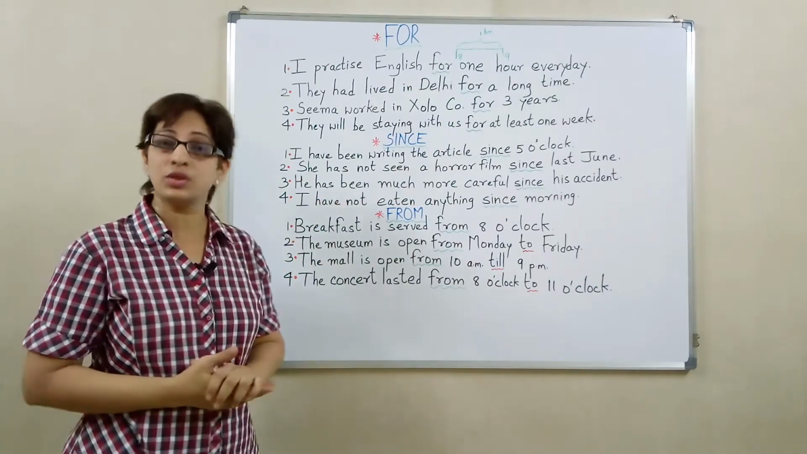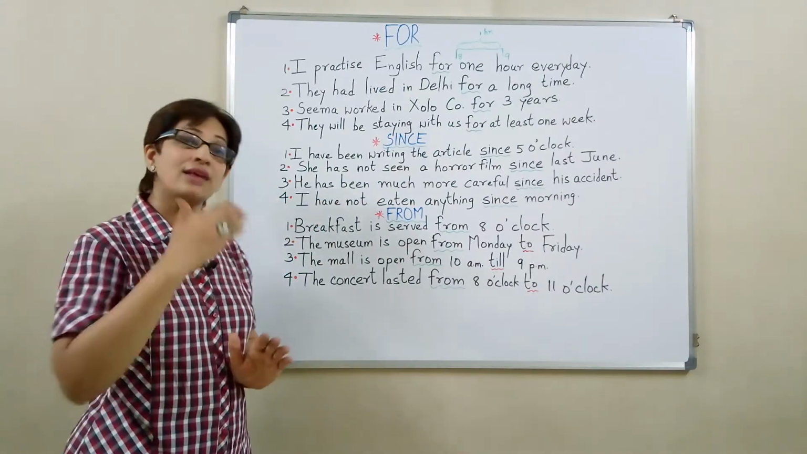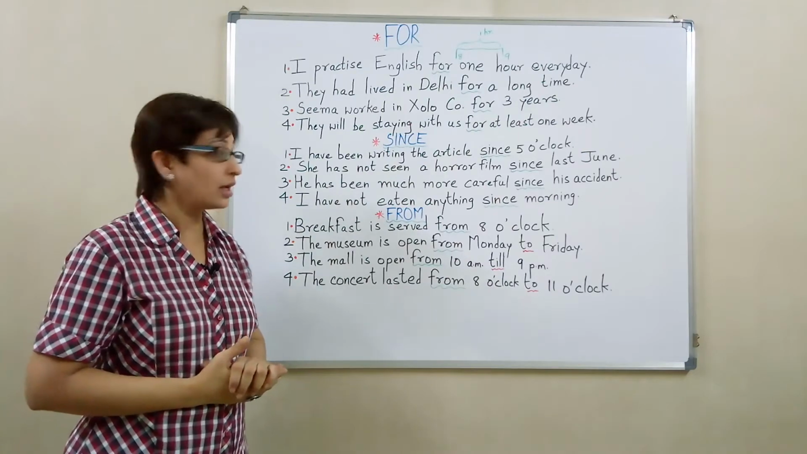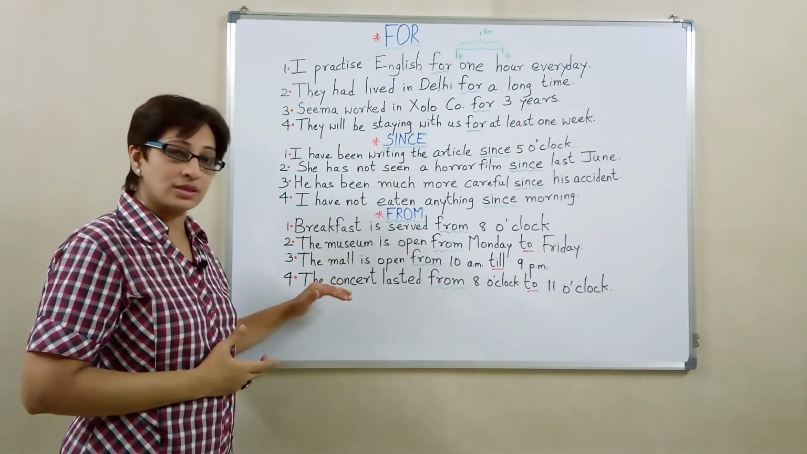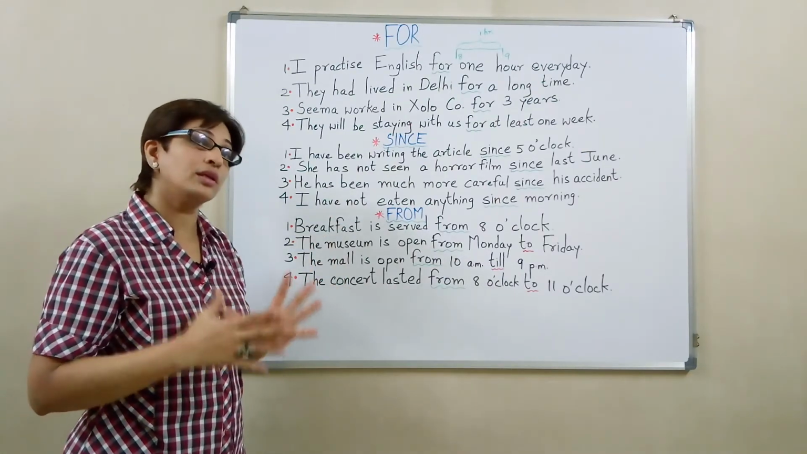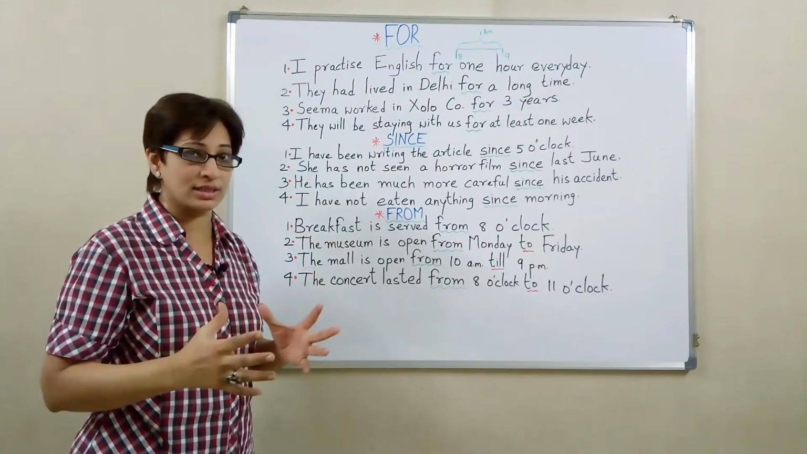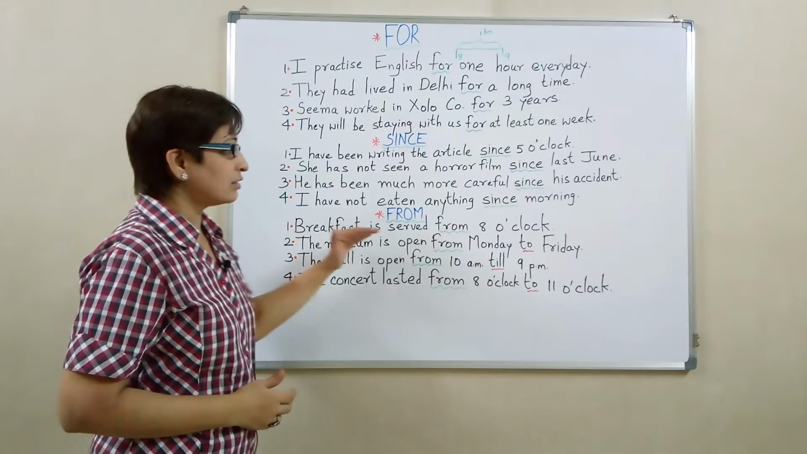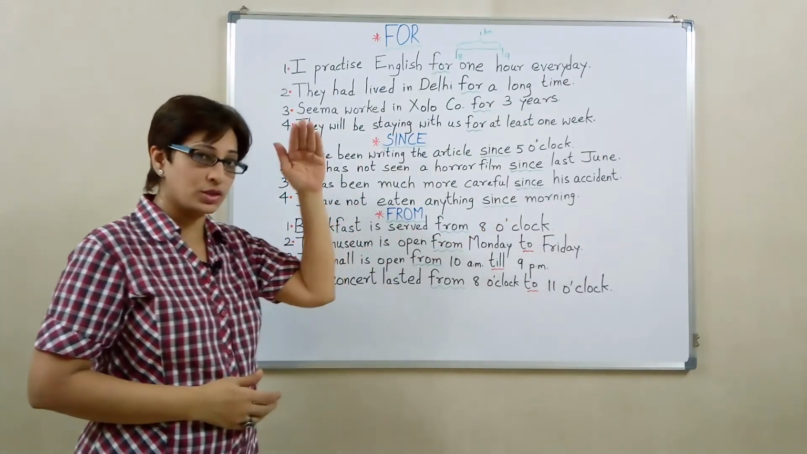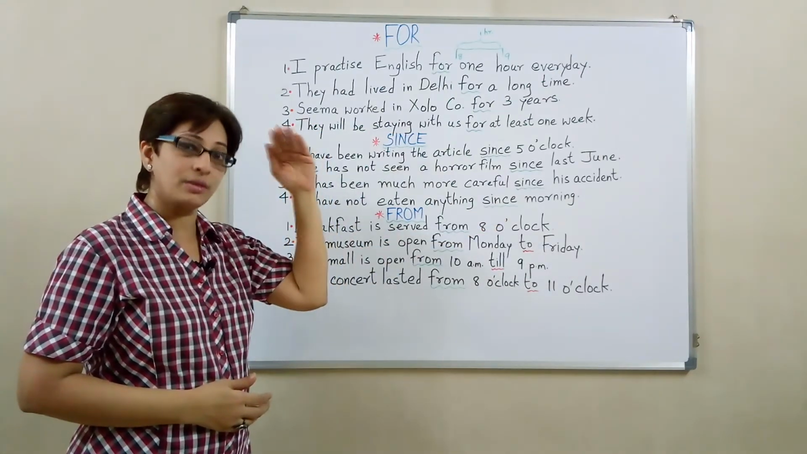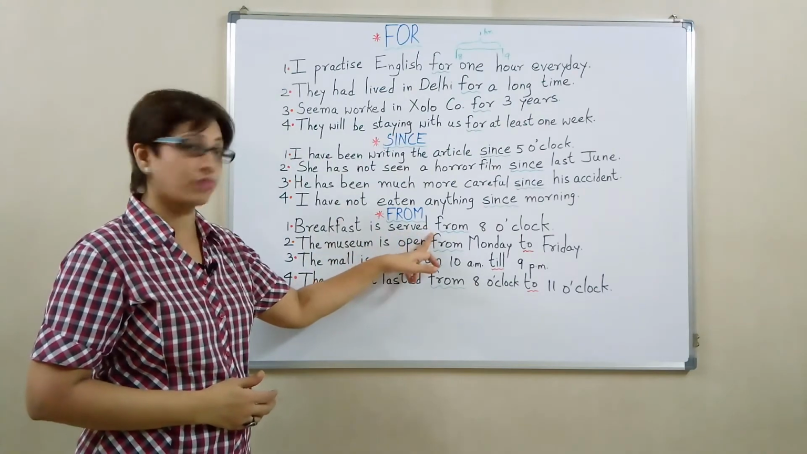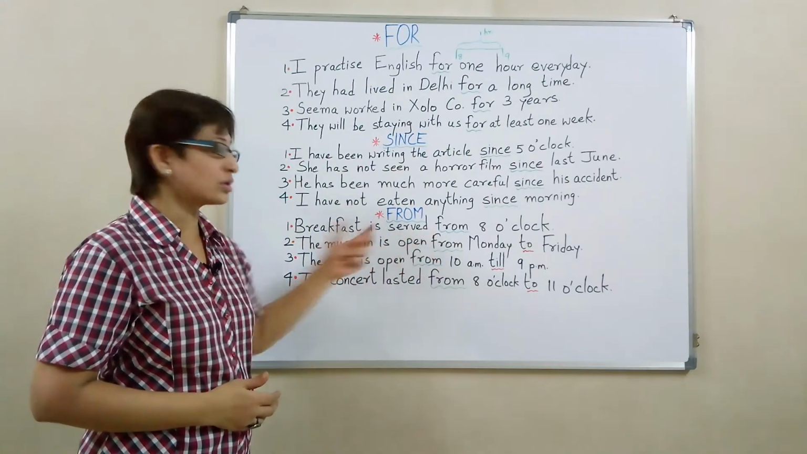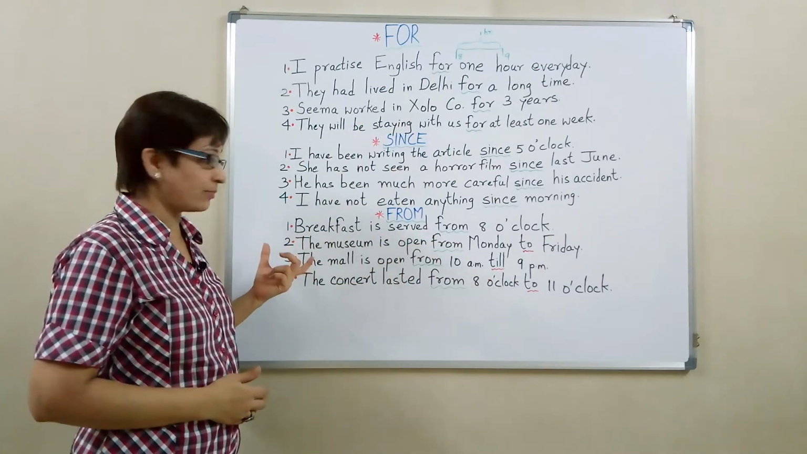Now from also is used to talk about the starting point of an action or event, but the tense we use in the sentences should not be the present perfect tense or any perfect tense. Fine. The first sentence is, breakfast is served from 8 o'clock. So from 8 o'clock we are talking about the starting point, and that's why we are using from. And we are not using since because this is not a perfect tense.